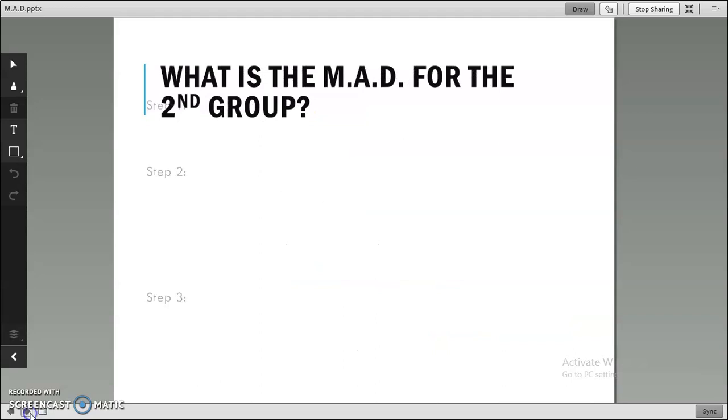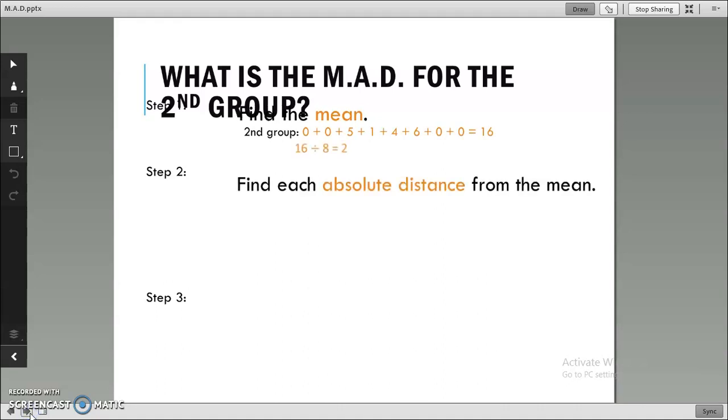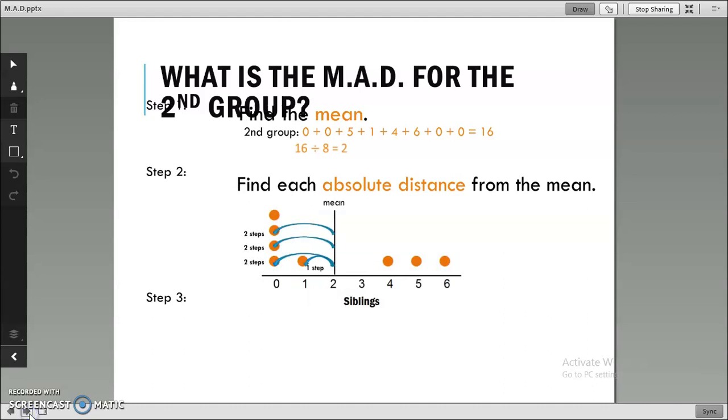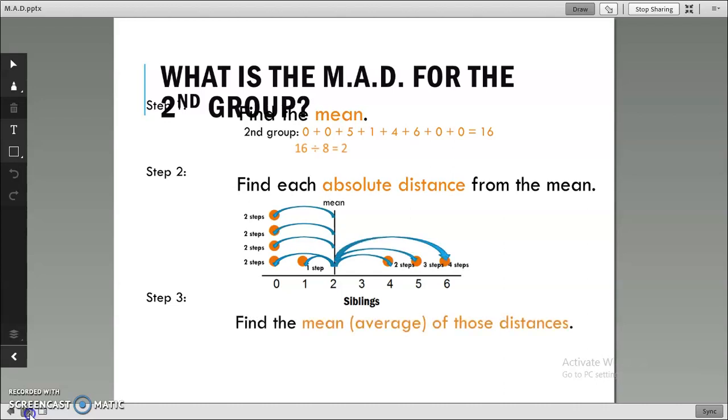mean absolute deviation for the second group? Again, we find the mean, and we find the absolute deviation from the mean. So here we have 2. This is 1 step. This is 2 steps. Here we have 2, 3, and 4. We add up all those values and divide them again by 8. And so now our average distance from each step is on average 2.25 from the mean. So going 2.25 in this direction and 2.25 in the other direction.